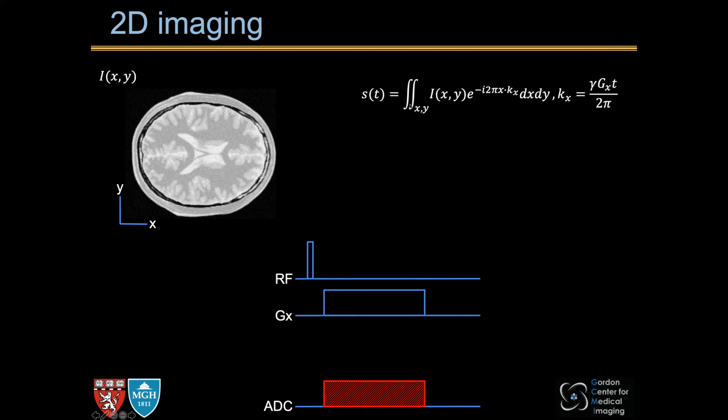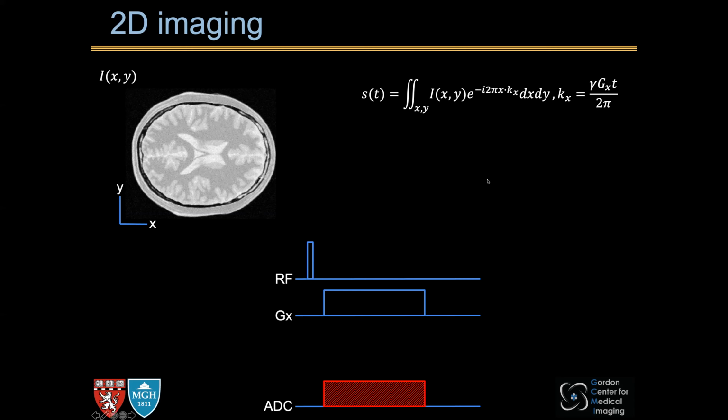Well, the signal is again an integral of the image object with a linear phase term, where the phase linearly depends on the spatial locations. But as we can see here, we only have this phase information encoded in one direction.